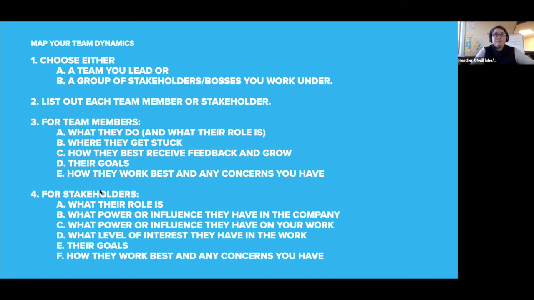You thinking about their goals. Where do they get stuck? How do they receive feedback and grow? Because that tells you how you can show up for your team members. Or, what are their goals here on this side? How do they work best? Where are they having influence in the company? And how much interest do they have in your work? How do you show up for your stakeholders best?